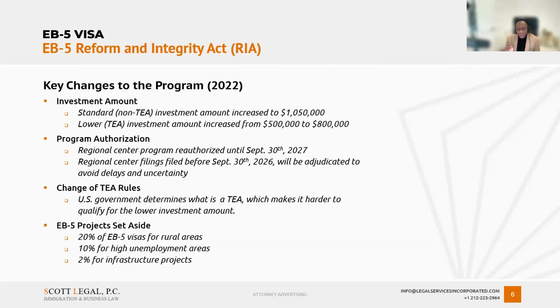But TEA is pretty objective, especially with respect to the high unemployment rate, because you can go to a census tract and see exactly what the unemployment rate is, and then compare it to the national average. There are TEA calculators that you can use to do this. And then the set-asides that I talked about before are listed there: rural areas, high unemployment, and infrastructure projects.